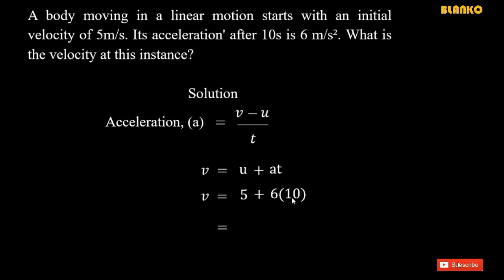Alright, so let's continue. 6 times 10 is going to be 60. When you add 5 to 60, we are going to get 65, in meters per second. So the final velocity, V, is 65 meters per second.